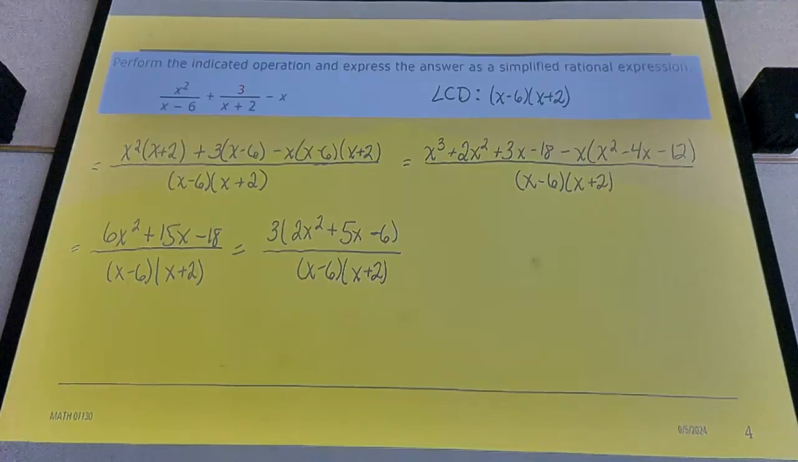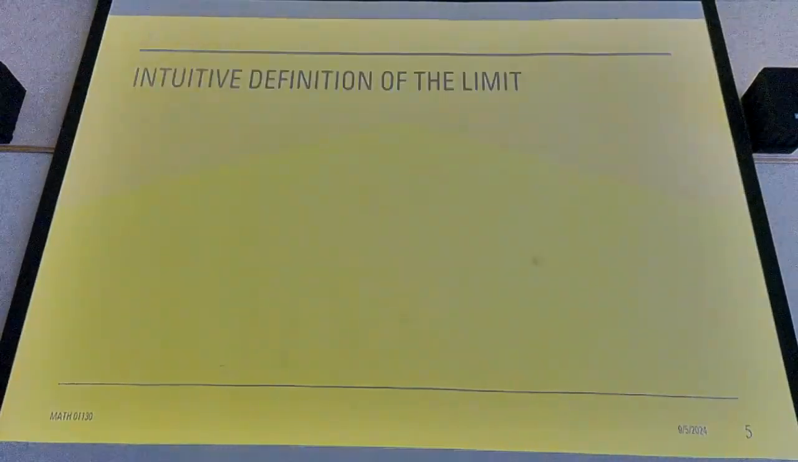So that's the review, at least what we had time for. Now we get to move on to actual calculus. The limit. We begin just by looking at the limit intuitively. We will formally define it a little bit later.